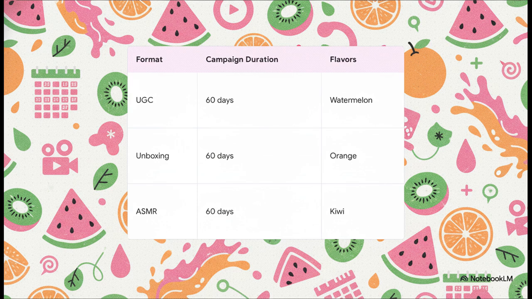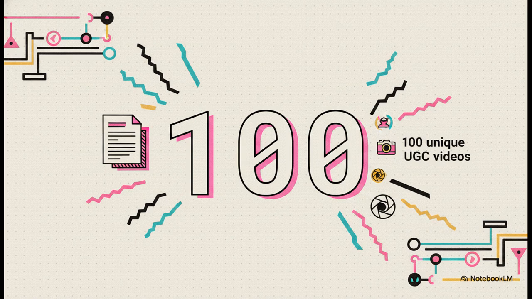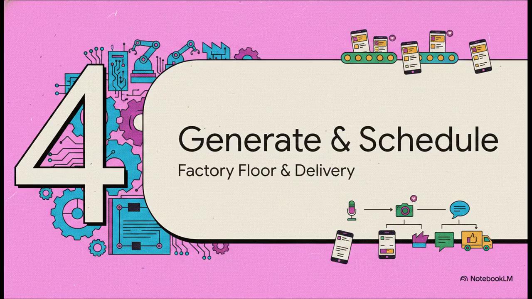The AI structures the entire campaign timeline automatically. I really want to emphasize this number, 100. Literally in seconds, the AI effortlessly spat out a 100-row production document, outlining 100 unique UGC videos to be produced. Honestly, that level of detailed organization is way more thorough than the initial brief you'd hand to a seasoned human producer. Section 4. Generating and scheduling content, the factory floor and delivery.